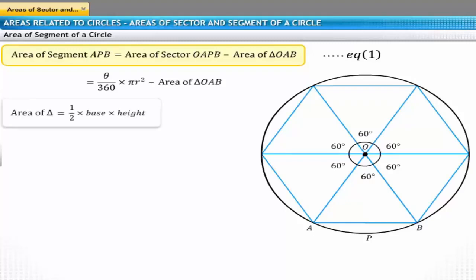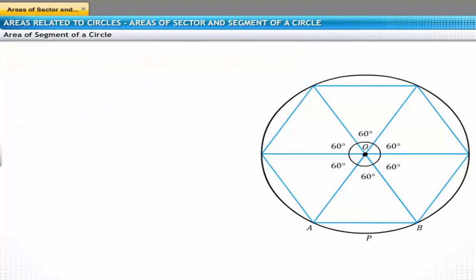Recall that the area of a triangle can be calculated as half the product of the base and its corresponding height. Now, the question is, how do you calculate the base and the corresponding height of the triangle? The base and height can be calculated with the help of trigonometric ratios. In triangle AOB, angle AOB is 60 degrees and the side that is equal to the radius of the circle is 7 feet.